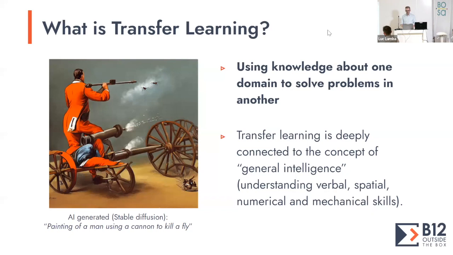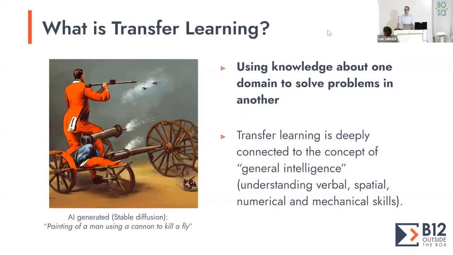So what is really transfer learning? By transfer learning, we consider the concept of using knowledge that we know about one domain and applying it to another. So I asked Stable Diffusion to generate a picture of what I think is a great example of transfer learning, and that's using a cannon to kill a fly. So it's clearly using a skill and a tool from a war domain to perform a different task. In this case, a very useless task, but nonetheless.